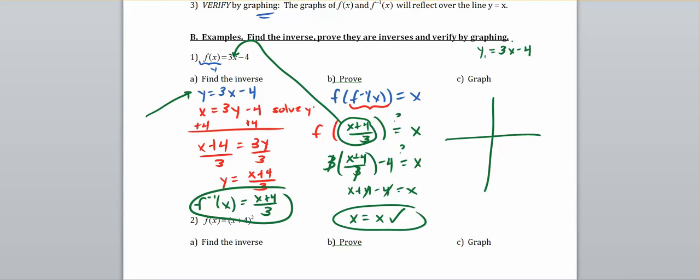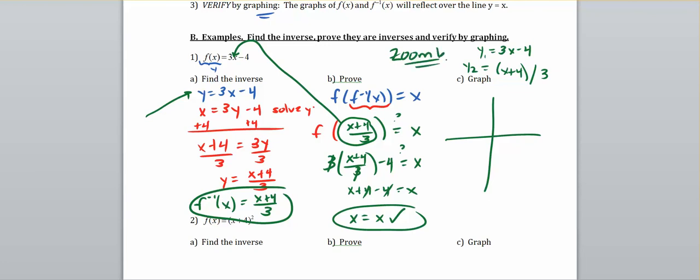Then on your y2, what I want you to plug in is the inverse function. Now be careful when you plug this in the calculator. You need to put the numerator in parentheses. So it's x plus 4 in parentheses, then divide it by 3. Make sure that's in parentheses, divide it by 3. Make sure you do zoom 6 to start to make sure that you're on a standard window.